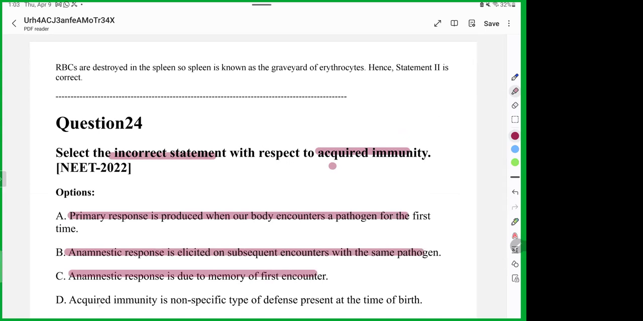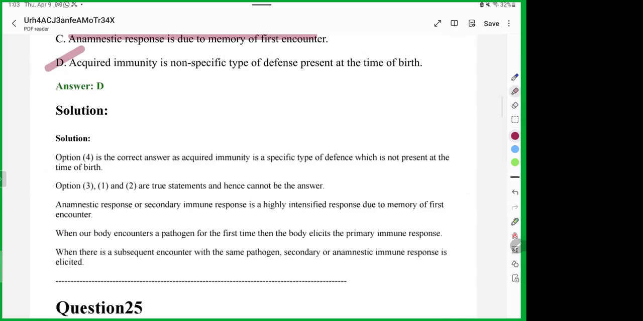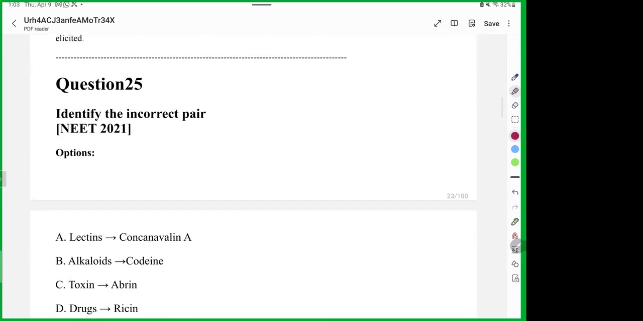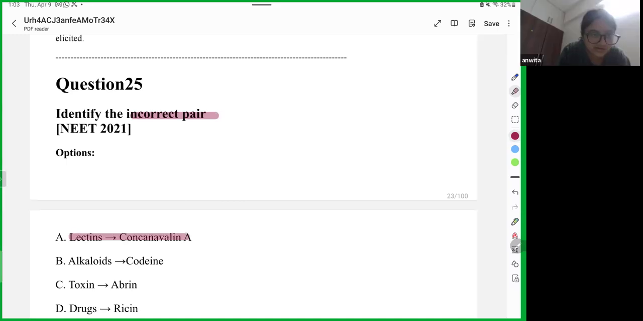ठीक है सर, ऊपर की तीनों, नीचे वाली गलत है। Yes, acquired is specific. Acquired is specific. Then Anvita, incorrect. Lectin is concanavalin A, first one correct. Second is also correct. Sir, C. I'm not sure between C and D.